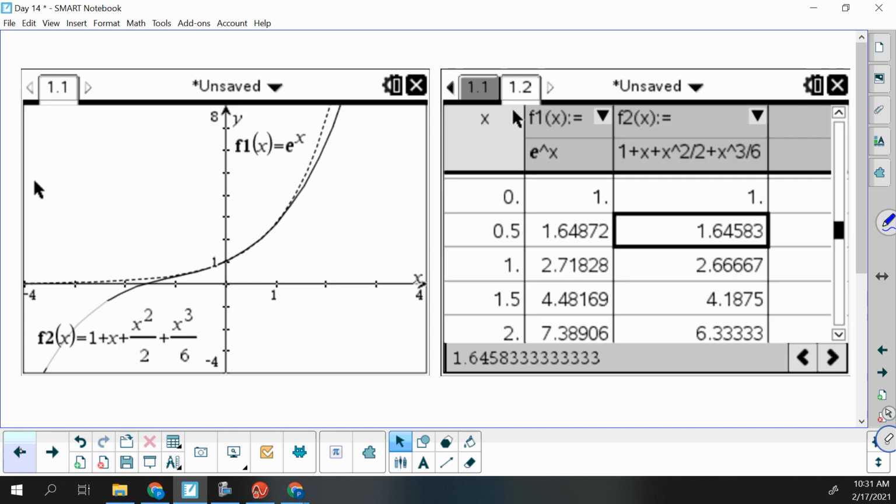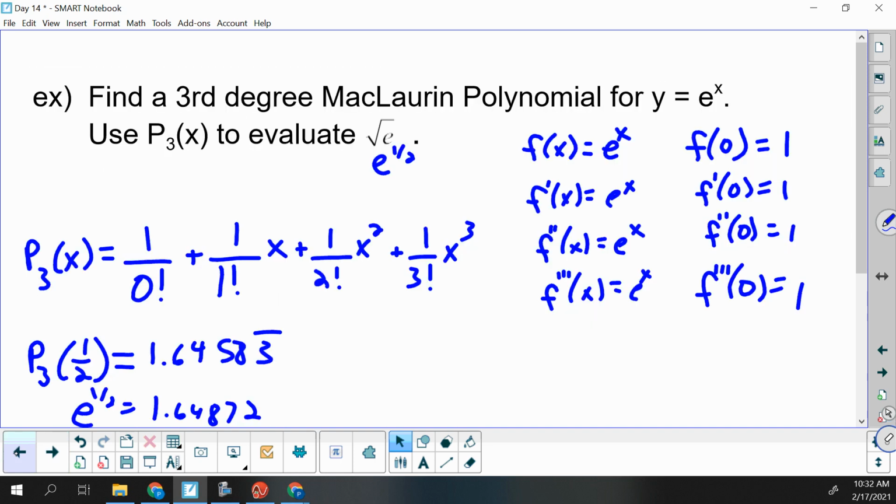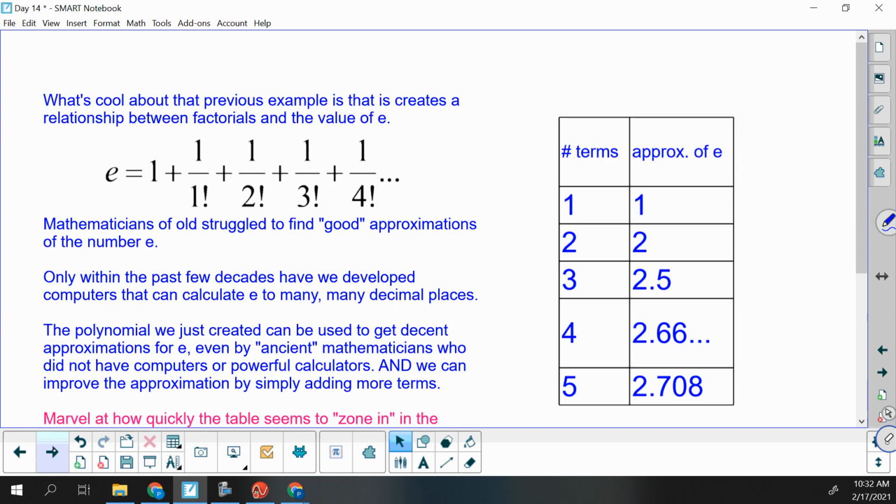Because our polynomial here, if we had wanted to find just e, that would be e to the first. So we would just put in 1 for all of the x's. When you put in 1 for the x's, you just have 1 plus 1 over 1 factorial plus 1 over 2 factorial plus 1 over 3 factorial plus 1 over 4 factorial.